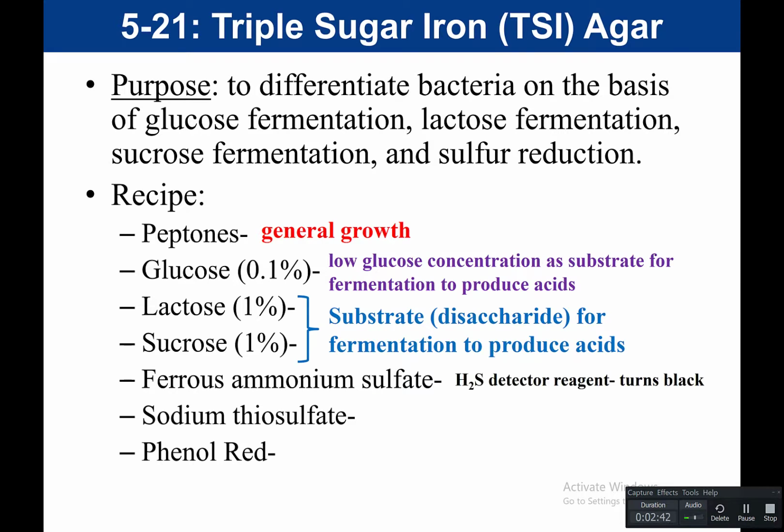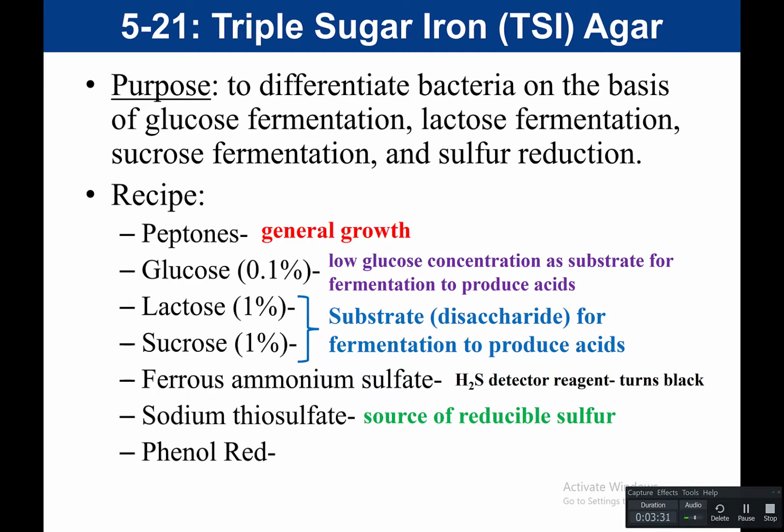Next, we have ferrous ammonium sulfate. Ferrous ammonium sulfate is a hydrogen sulfide detector reagent. H2S stands for hydrogen sulfide. Meaning if H2S is present, this reagent is going to turn black. So if we see black, that means that the sulfur was reduced and produced H2S. Next, we have sodium thiosulfate. This is our source of reducible sulfur, meaning it's a source of sulfur that bacteria could use to reduce into forming H2S, hydrogen sulfide.